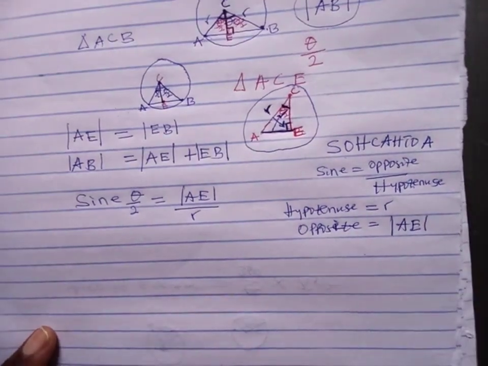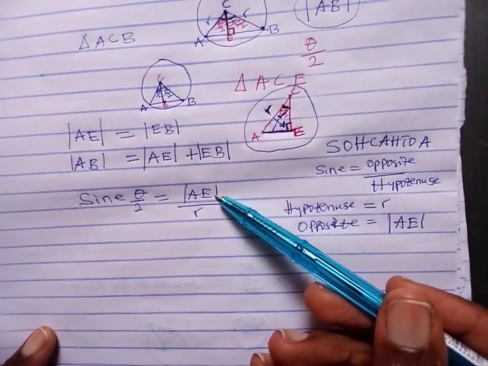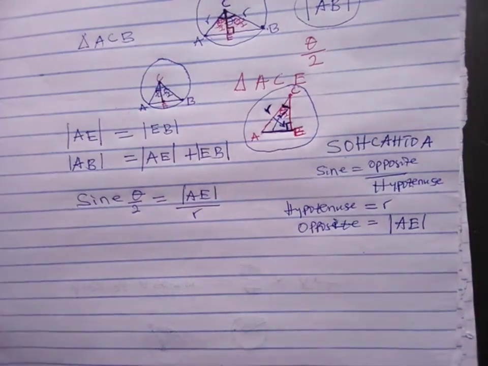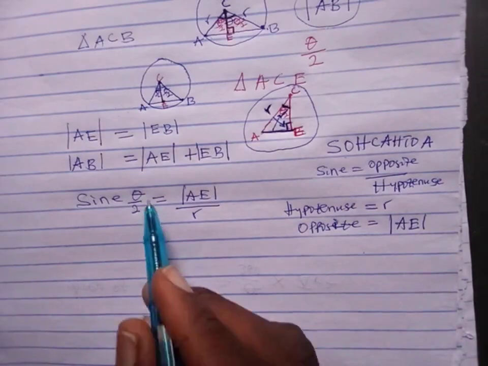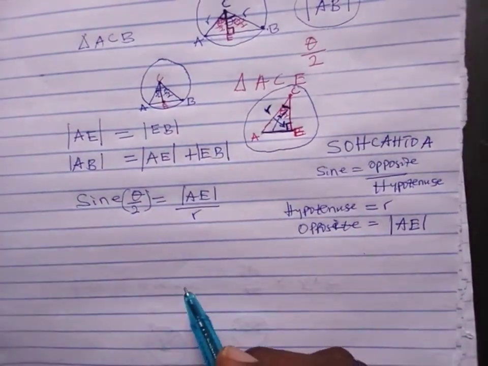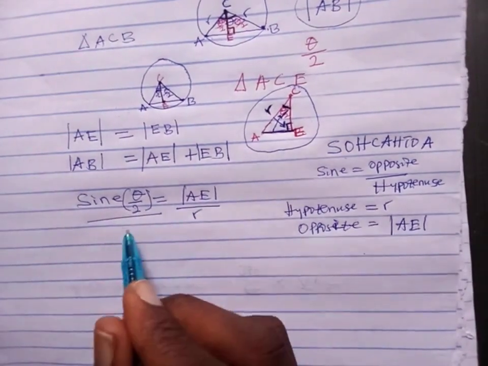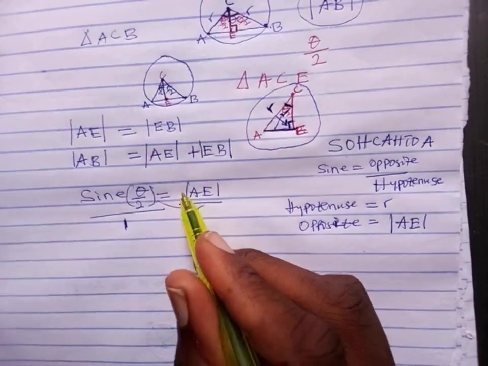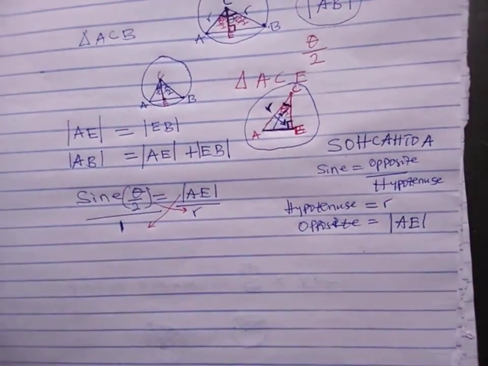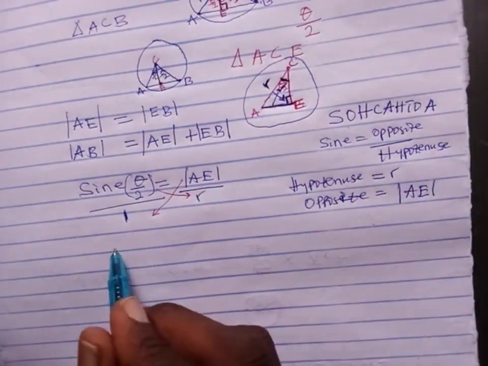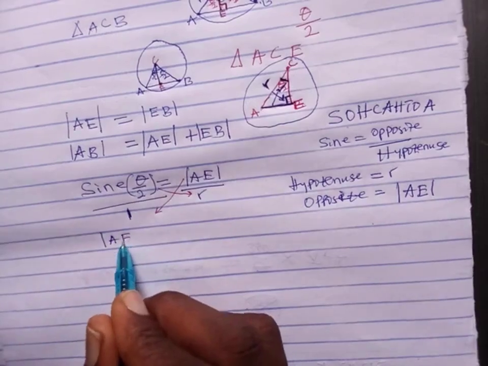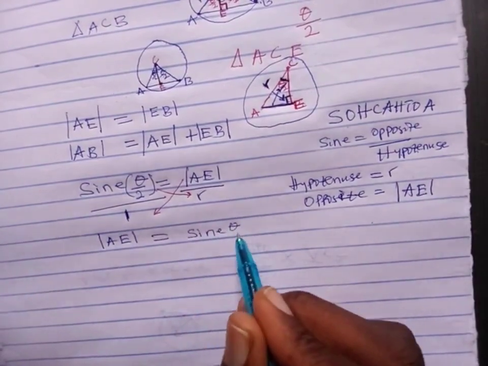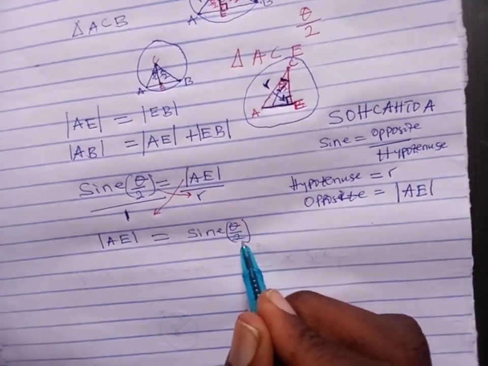Our interest here is to find the length of line AE. How do we do that? Of course, we can cross multiply. This is sine theta over 2, that's the angle, so let's cross multiply. Make this one over 1. This multiplies this, and this side multiplies this. When I do that, line AE will be equal to R times sine theta over 2, that's the included angle.